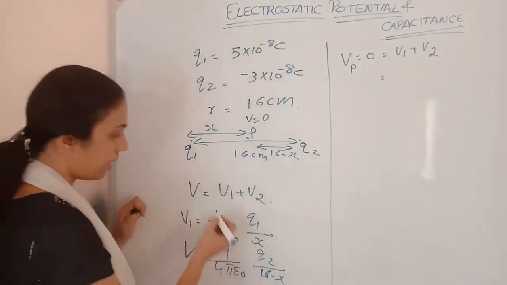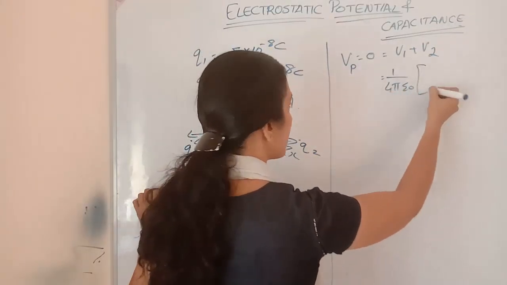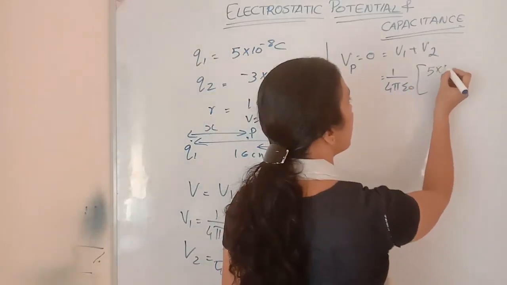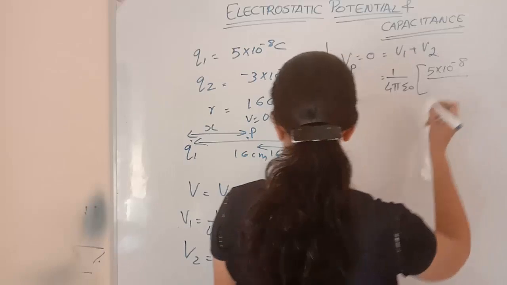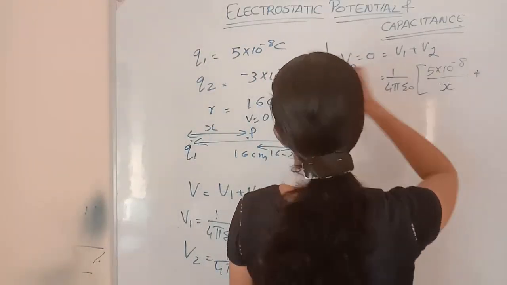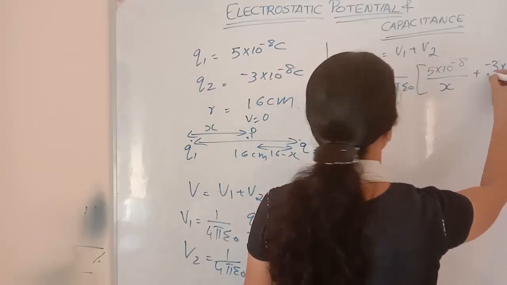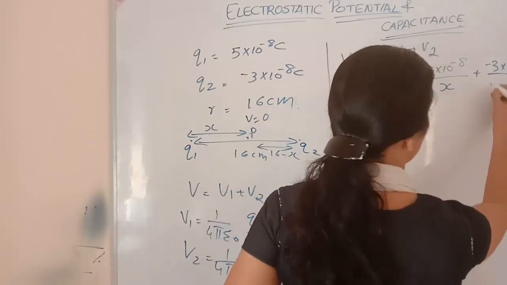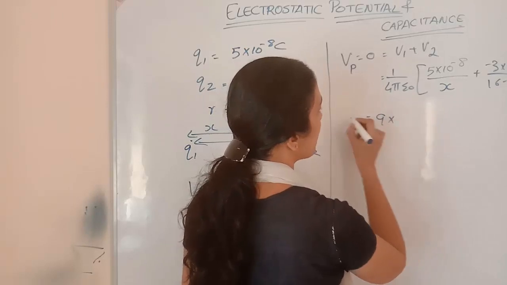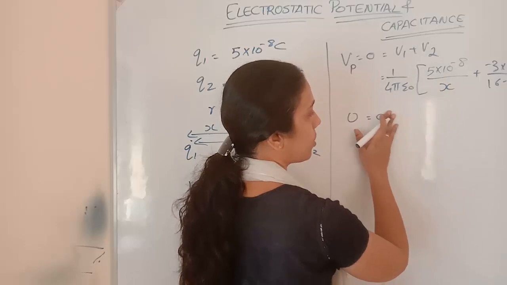What is V1? 1 by 4 pi epsilon 0 is common in both the cases. So Q1, what is Q1? 5 into 10 to the power minus 8 divided by x, plus, what is V2? Minus 3 into 10 to the power minus 8 divided by 16 minus x. Okay, solving this one we will get 9 into 10 to the power 9, and this is equal to 0. This is not equal to 0.